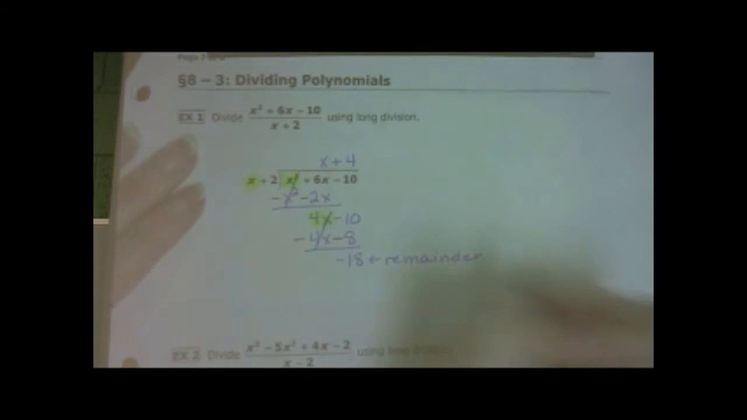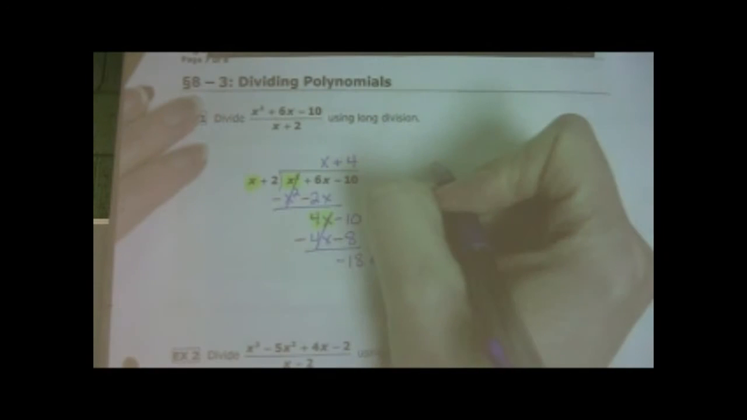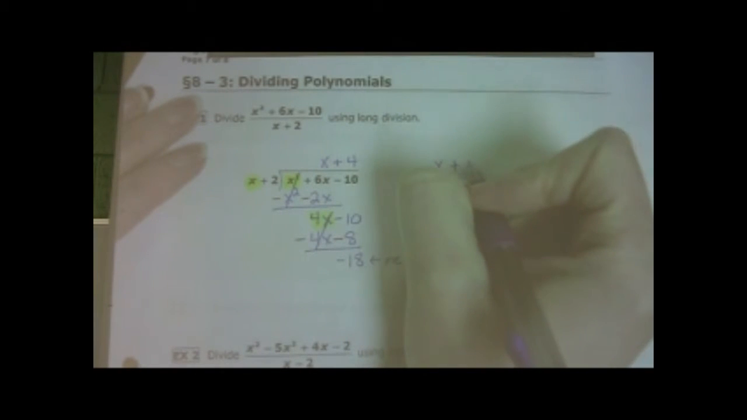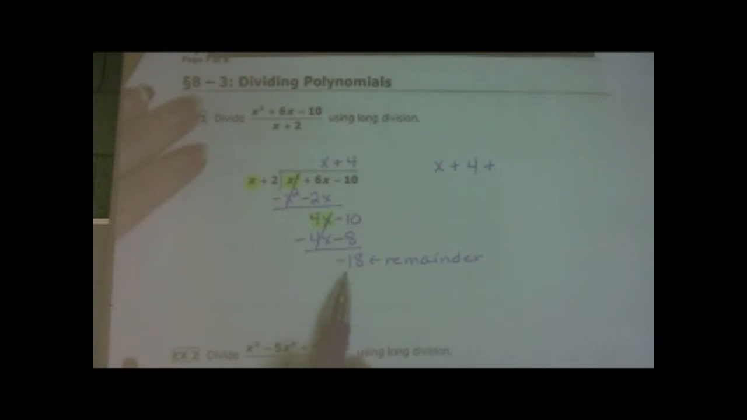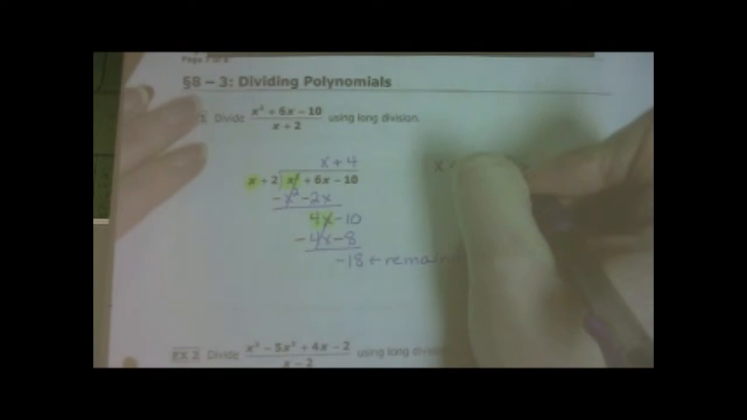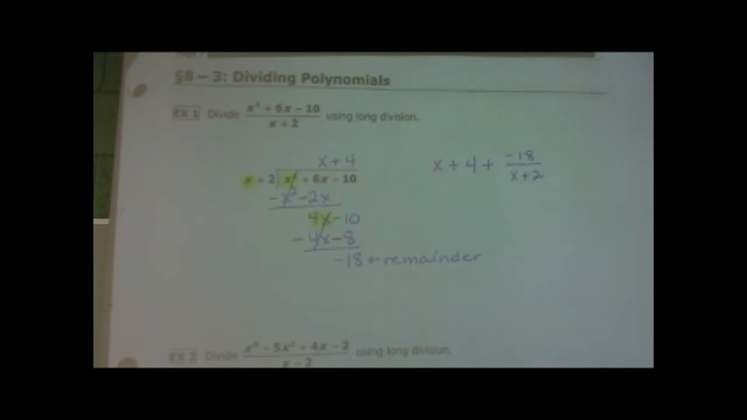All right, so the way that we're going to write our answer is like this. You're going to take this, x plus 4, plus this divided by this. So your remainder divided by this. So I have negative 18 over x plus 2. And that's the way I'm going to write my answer. All right, let's go to the next one.